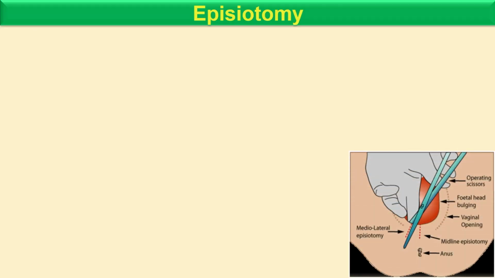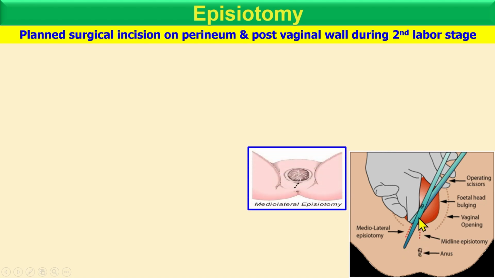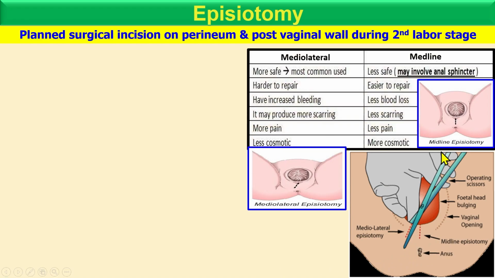So there are two types of episiotomy. One is the mediolateral type, in this way, and the other is the midline. You can see the mediolateral and the midline incision. So there are two types of episiotomy: mediolateral and midline. Here is the comparison of the mediolateral and the midline episiotomy.